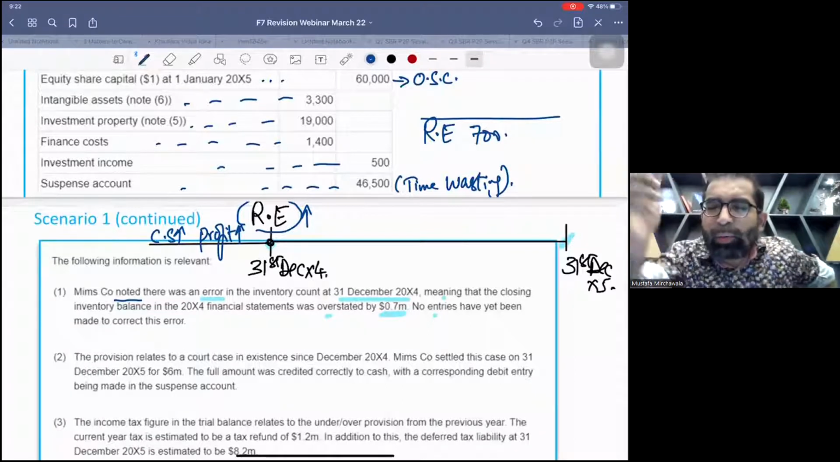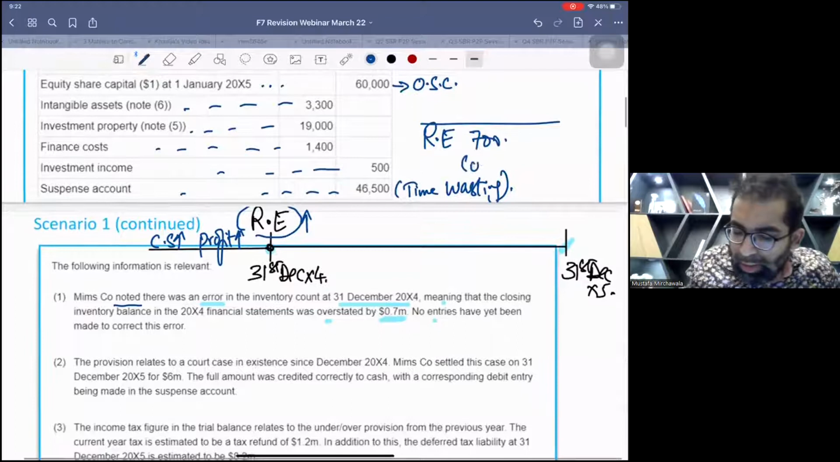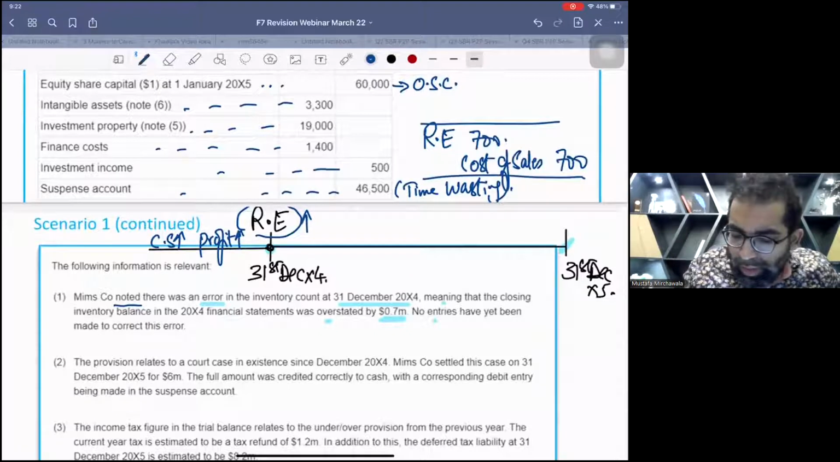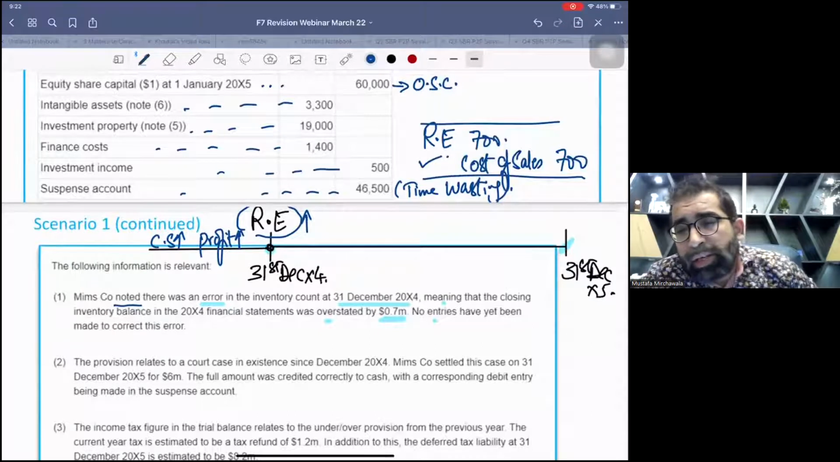So when your current year opening stock increased, your current year cost of sales also increased. Now you need to decrease the cost of sales to correct the error, and whenever you decrease the cost of sales, you credit it. So two things you have to do: number one, reduce your opening retained earnings by 700, and reduce your cost of sales by 700.